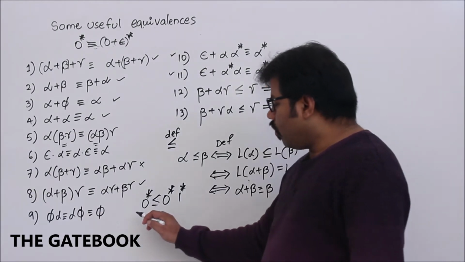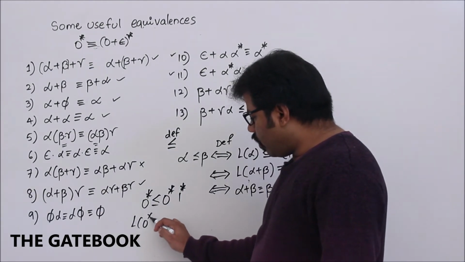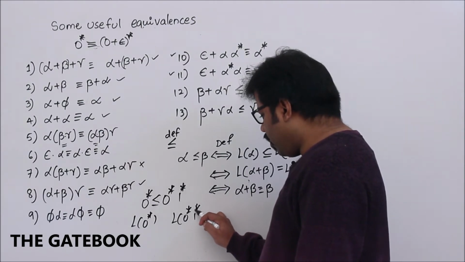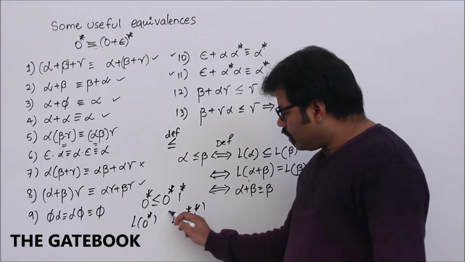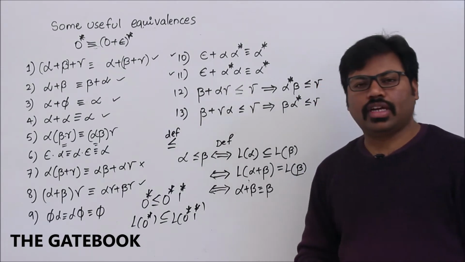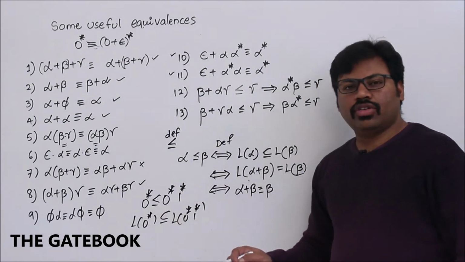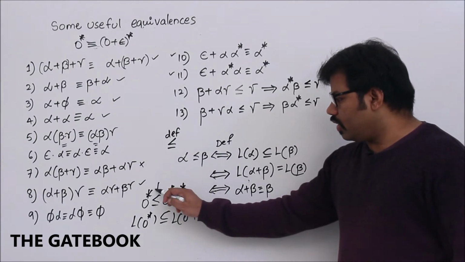What is the definition? What is the language of 0 star? We have to understand it. And what is the language of 0 star 1 star? You know it, right? Now the claim is the language of 0 star is a subset or equal to the language of 0 star 1 star. Yes or no? Yes. So that's why we say 0 star is less than or equal to 0 star 1 star. This is a symbol for the relation.